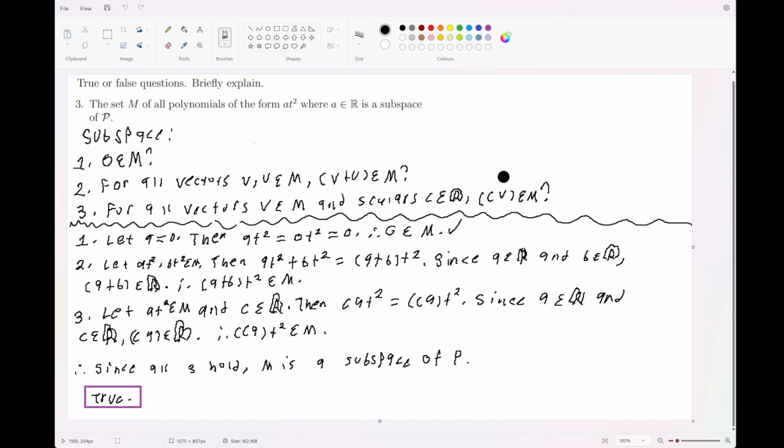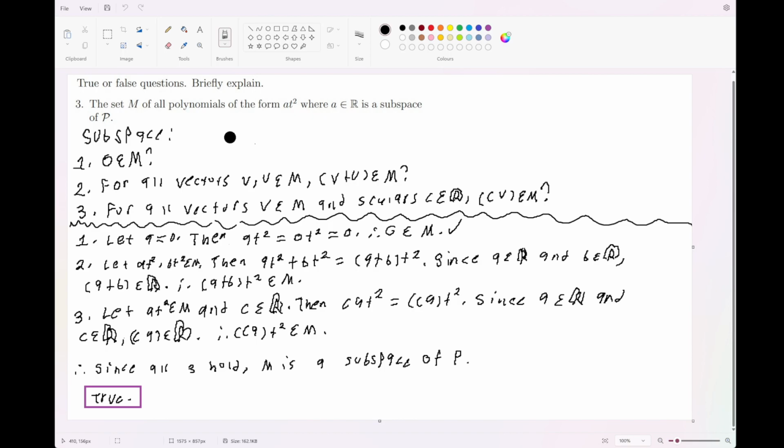Okay. What's the next one? The set M of all polynomials of the form at squared, where a is an element of R, is a subspace of P. I got some questions too about what is at squared here? Why does it look like this? Basically, you can just imagine it as a subspace of the polynomials, right? Because this could be like P2, this could be P3, such that the coefficients of the constant and the first degree are 0, and we have some at squared. So anything that is greater than or equal to this could be considered to include this.